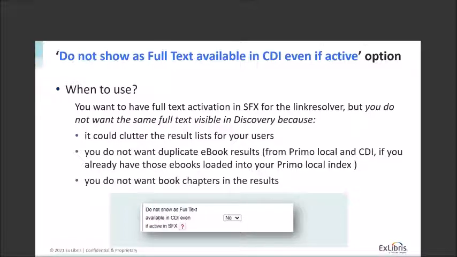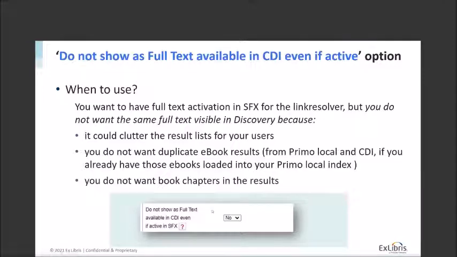Also, in some cases, customers do not like the effect that activating books in SFX has. What happens in CDI is if you activate a book collection and there are book chapters available in CDI, then those will also be marked as full text available, which is nice. But some customers find that it means there are a lot more results, and they don't like the fact that it clutters the result list. They think that those chapters are not relevant to their end users, so they want to take them out. So this is a way to provide customers this option.